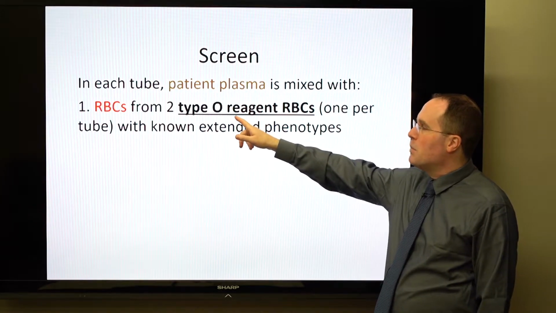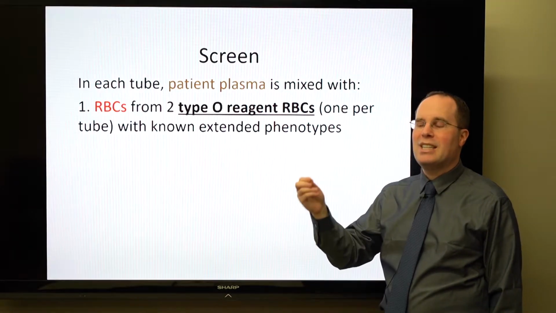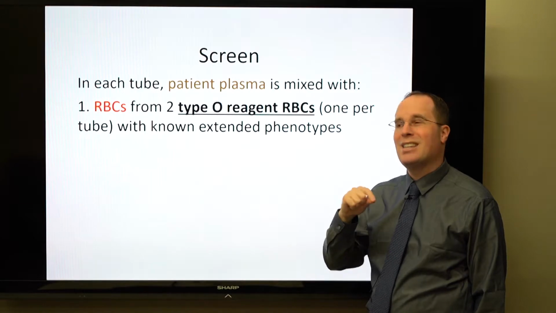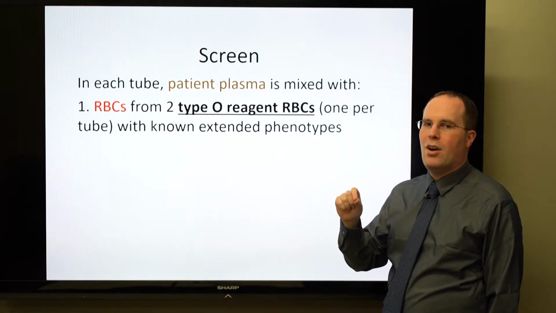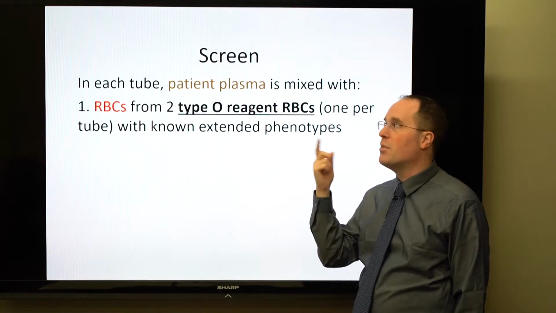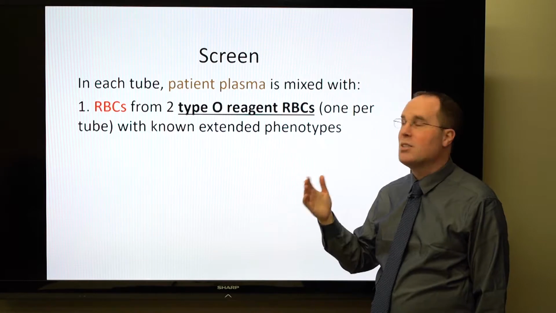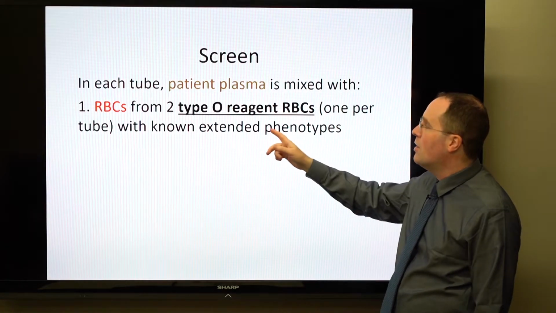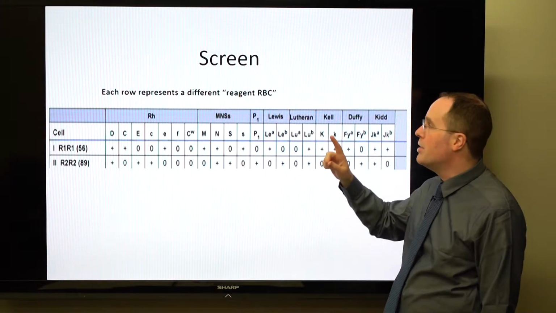And it's also worth keeping in mind that we're using type O reagent red cells because we want any reactivity to be just due to antigens outside the ABO system. If we were to use some A or B or AB reagent red cells, we would have some reactivity if the patient happened to be making anti-A or anti-B. So we're interested in non-ABO antibodies. Thus, we want O red cells only for the reagent red cells.